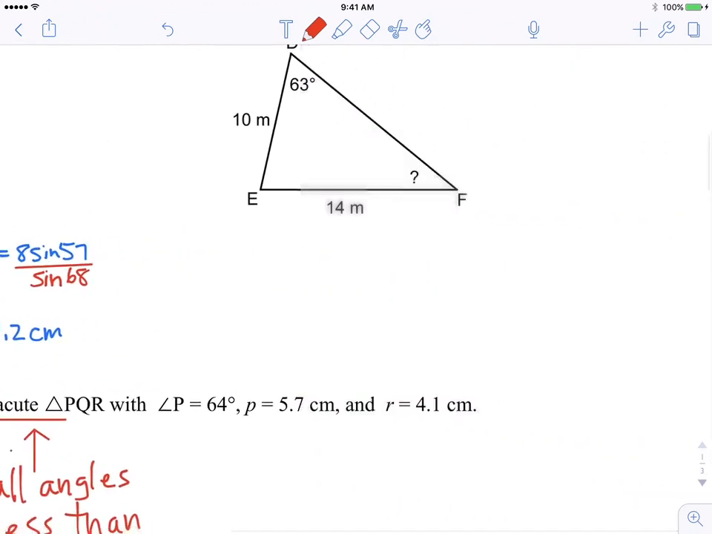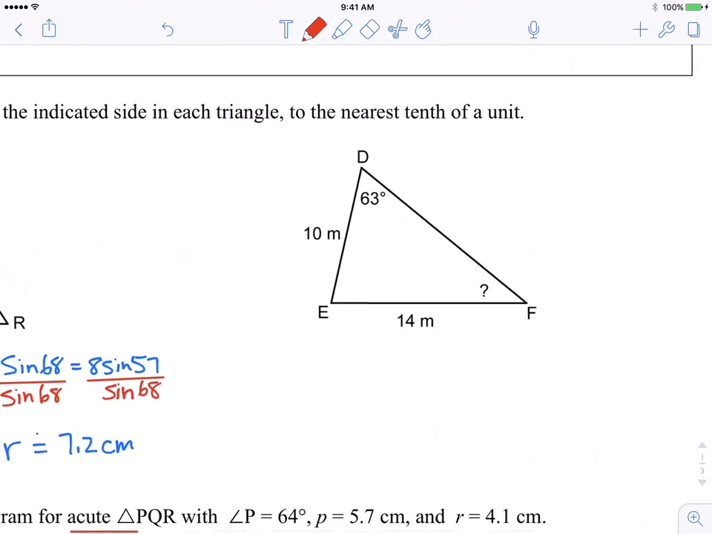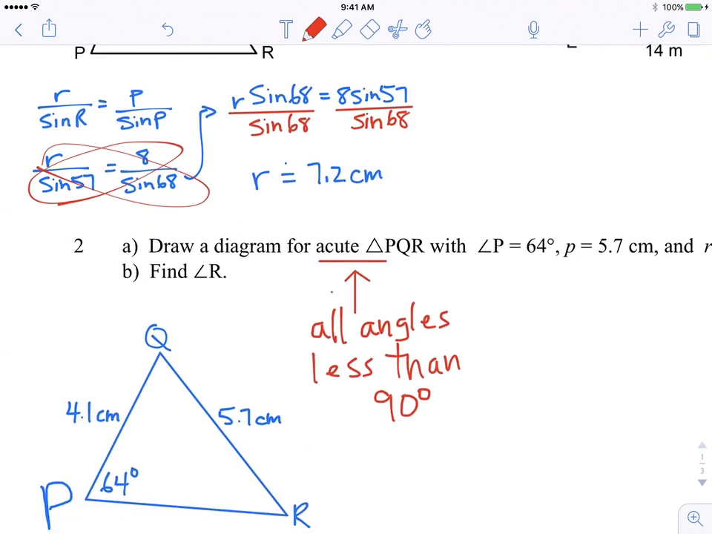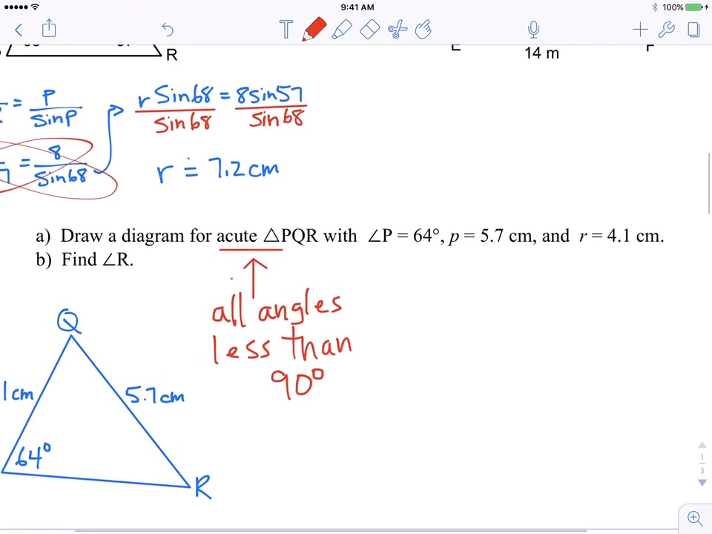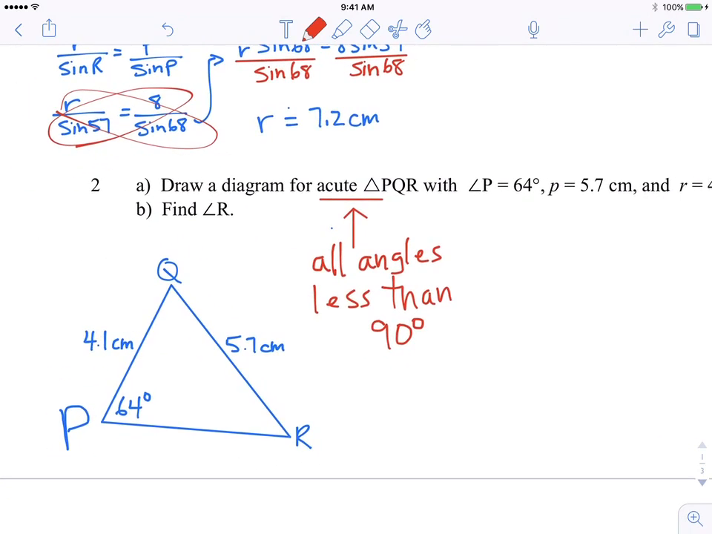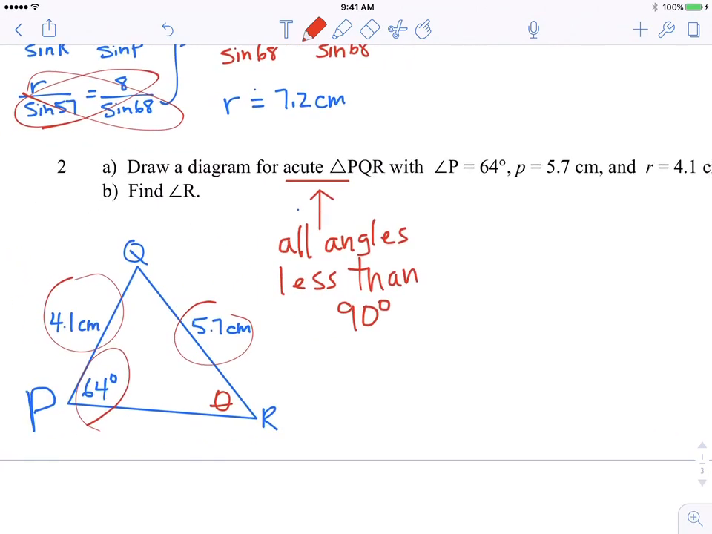Okay, and so basically you're going to try this one on your own. Round to the nearest tenth of a unit, and then for this one it says draw a diagram for an acute triangle PQR with angle P being 64, side length p being 5.7, and side length r equaling 4.1 centimeters. So remember, an acute triangle means all angles are less than 90 degrees. Okay, so I've drawn the acute triangle here. I have labeled angle P 64 degrees and its corresponding side length 5.7, and then you have r being 4.1, but we don't know that angle right there. So it's asking you to find angle R.